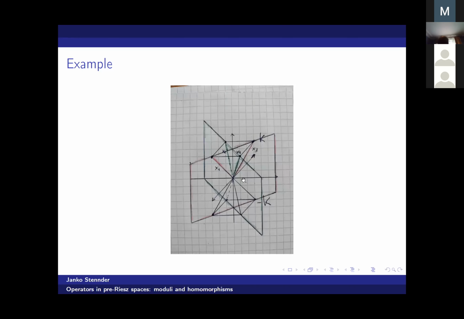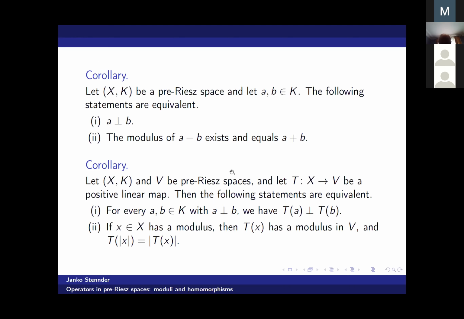So we get a picture of all the elements which have a modulus: of course the cone and minus the cone, and those two planes spanned by the pairs of disjoint elements. And from this characterization of the elements with modulus, we can get to the corollaries which were to be expected, kind of. If I have a pre-Riesz space and two positive elements, then they're disjoint if and only if the modulus of the difference exists and equals the sum.